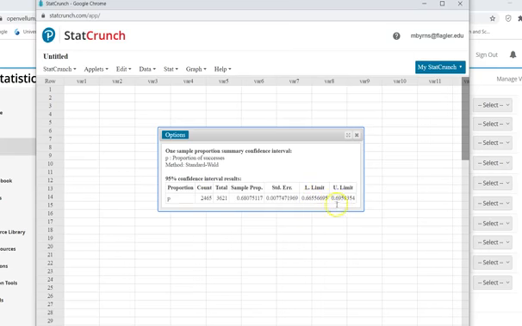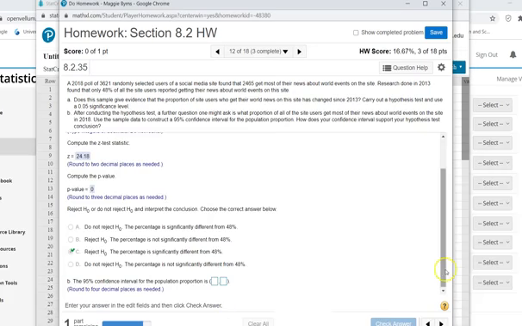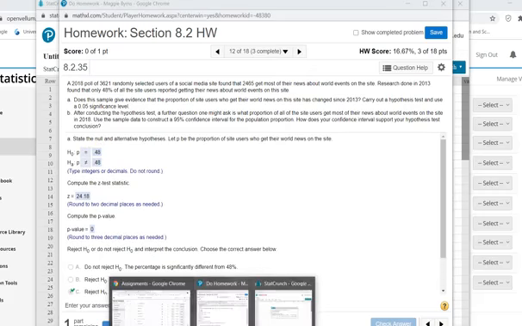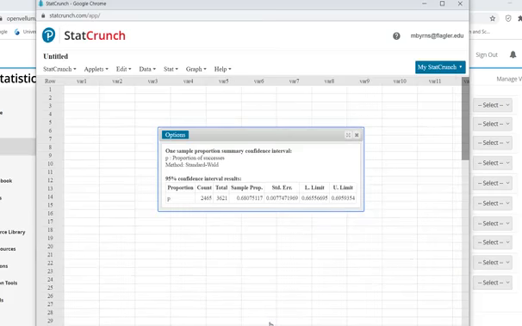Notice, by the way, that it does not include 48%. 48%, remember, was what I was comparing it to for my hypothesis test. It should not include 48% at all because we said we think it's significantly different from 48%. If 48% were included in my confidence interval, something's wrong. So let's go ahead and put that in. How did they want me to round it?